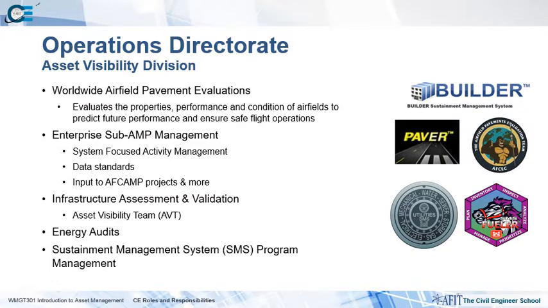The Asset Visibility Division of the Operations Directorate provides 5 main capabilities: worldwide pavement evaluations, enterprise sub-AMP management, infrastructure assessment and validation, energy audits, and sustainment management system program management. Now, if you're a sub-AMP manager taking this course, this is where you'll find your enterprise-wide sub-activity manager. These individuals can provide you help in system focus activity management. They can also provide you input to data standards and requirements for your system. And finally, if you have a large project going into the Air Force Comprehensive Asset Management Plan, they can help take a look at the data and help validate those projects for you.